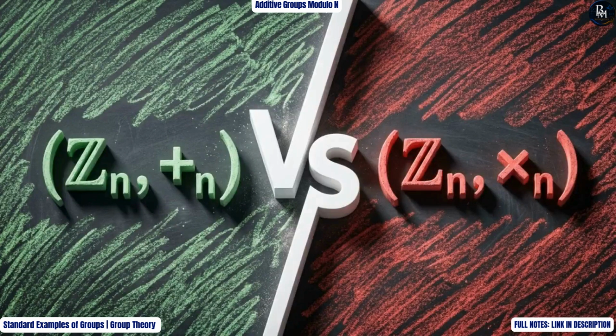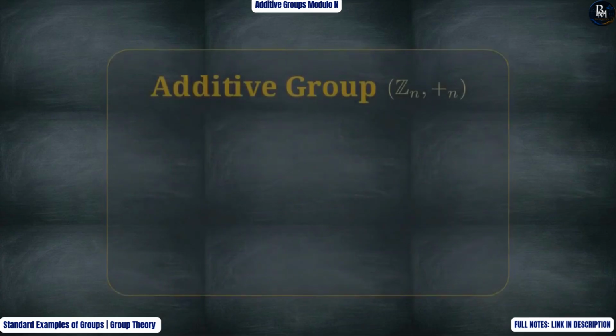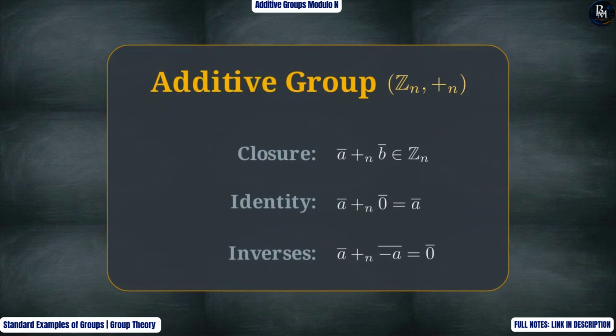To conclude, we will examine a critical boundary condition by comparing this additive group to multiplication modulo n over the same set. Replacing addition with multiplication causes the group structure to collapse, as shown in this comparison. The failure occurs at the 0 residue class. There is no element that can be multiplied by 0 to produce the multiplicative identity of 1. Identifying the specific conditions where multiplication fails reinforces the structural requirements of our additive framework.